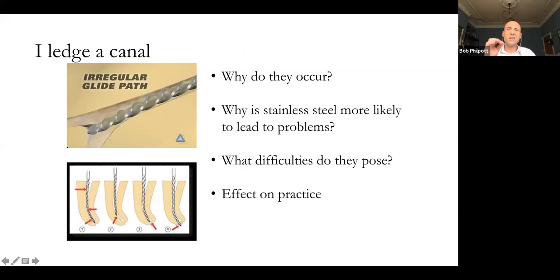So don't think, oh, it's only a small file, because you will be kicking yourself when you're trying to correct it later. Stainless steel is more likely to cause problems because it's got that restoring force. It's not a material like nickel titanium. It doesn't have the same properties, but we do need to use it because you've got to establish a glide path with a stainless steel file.